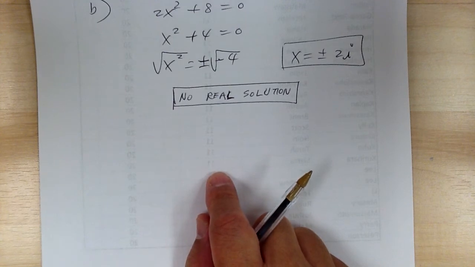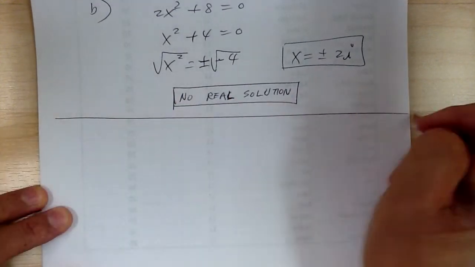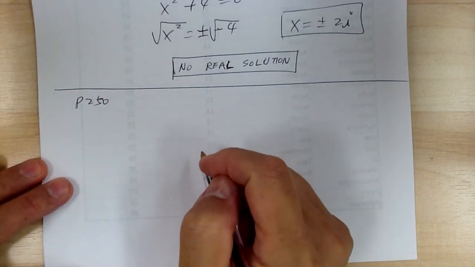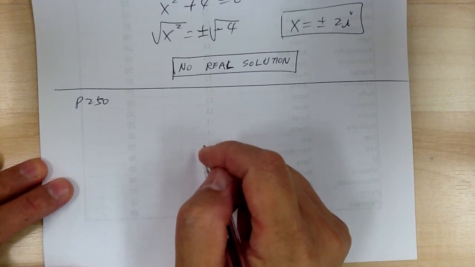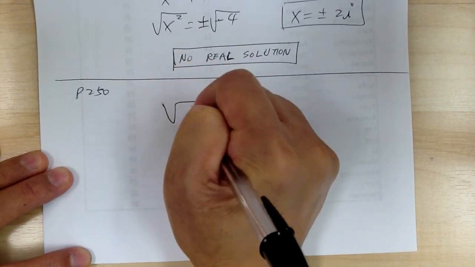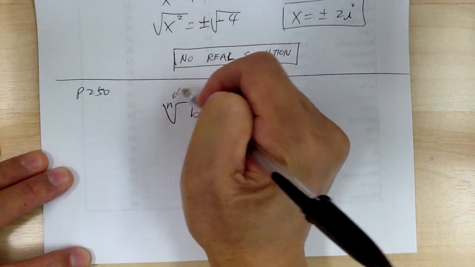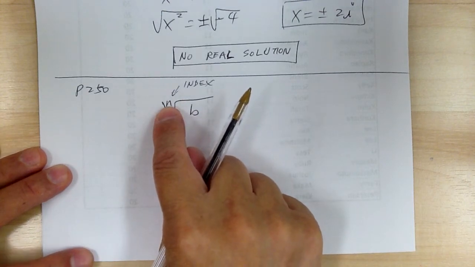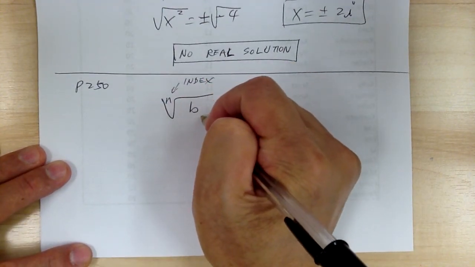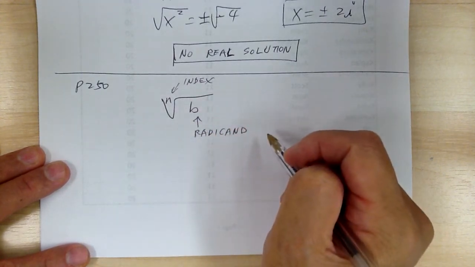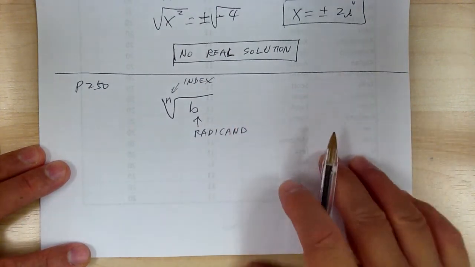Okay, so let's go to page 250. Now, when you have a higher root, you need to know how to simplify. So on page 250, when you have the nth root, this is the index. Again, all of this is review from your Algebra 1. So this number over here is the index, and this is the radicand. You need to know how to simplify some of this. So let's go over some examples on page 251.